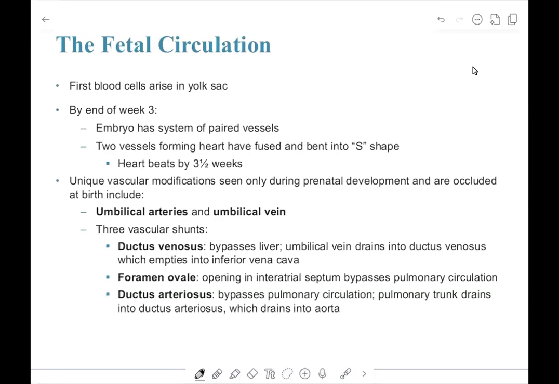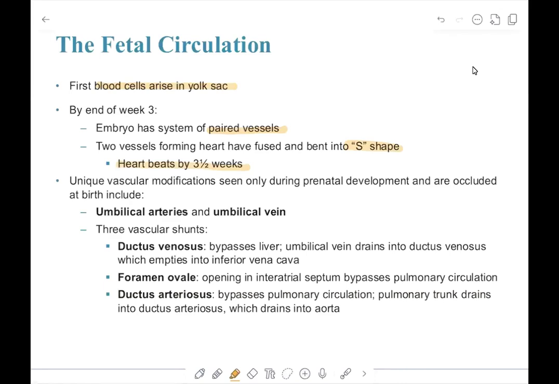This slide is showing fetal circulation. So we know that the most important thing that the yolk sac does in humans is to provide the first blood cells. So by the end of week 3, the embryo has a system of paired vessels, and these two vessels forming the heart have fused and are bent into an S shape. And that heart is going to begin to beat at only 3.5 weeks.